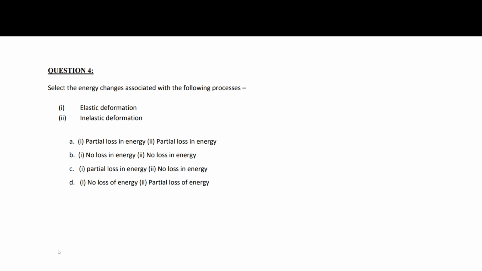Now the next question is that selected energy changes associated with the following processes, like elastic deformation and inelastic deformation. When we are talking about elastic deformation, that means when we apply a load to this material, the material elongates. But when you release the load, if the material comes back to its original position, it is elastic deformation, so there is no permanent deformation.